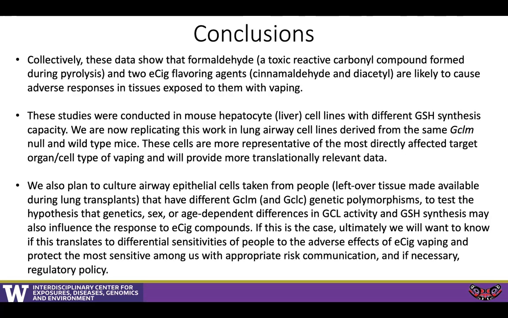We also plan in the future to culture airway epithelial cells taken from people. These would be taken from leftover tissue from lung transplants that have different GCLM and GCLC genetic polymorphisms to test the hypothesis that genetic, sex, or age-dependent differences in GCL activity and glutathione synthesis may also influence the response to e-cigarette compounds. If this is the case, ultimately we'll want to know if it translates to differential sensitivities of people to the adverse effects of e-cigarette vaping and to protect the most sensitive among us with appropriate risk communication and, if necessary, regulatory policies.